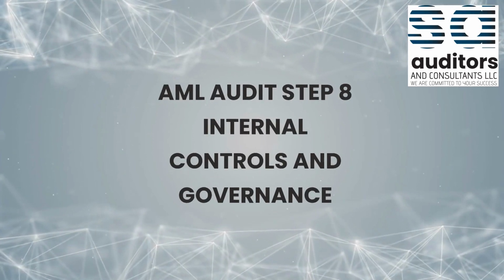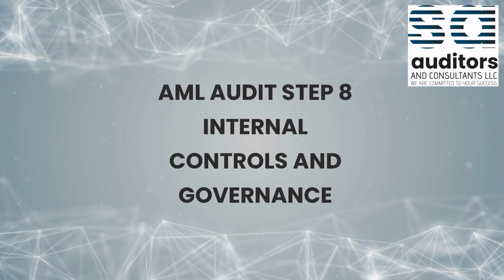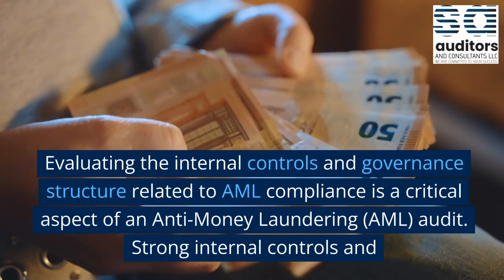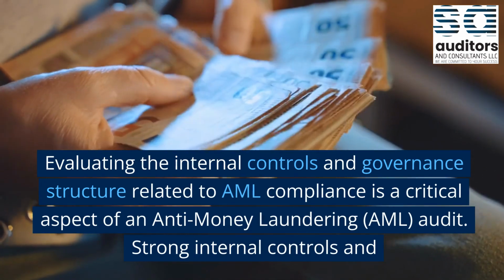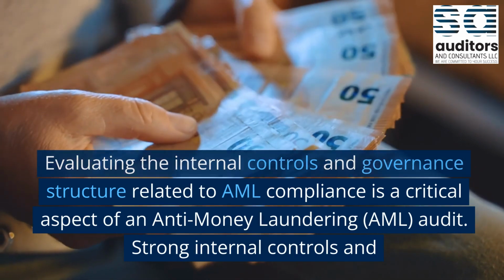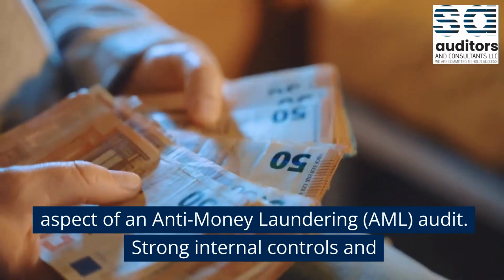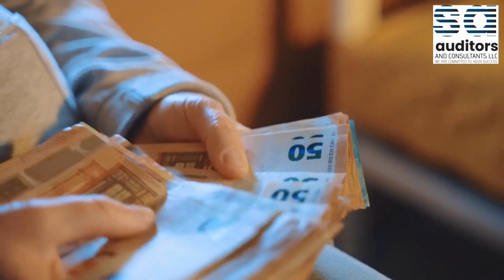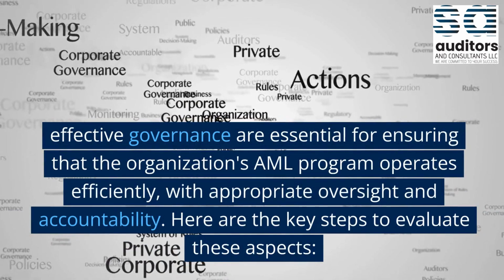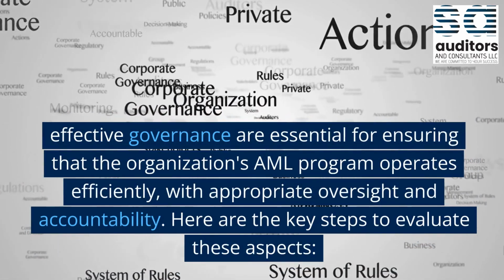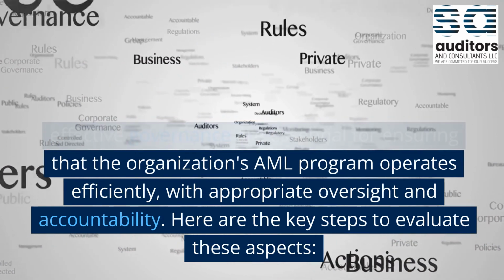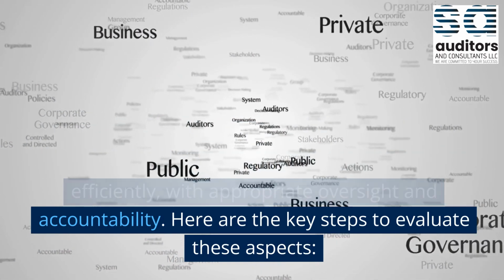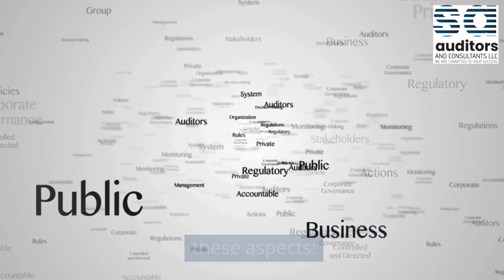AML Audit Step 8: Internal Controls and Governance. Evaluating the internal controls and governance structure related to AML compliance is a critical aspect of an anti-money laundering (AML) audit. Strong internal controls and effective governance are essential for ensuring that the organization's AML program operates efficiently, with appropriate oversight and accountability. Here are the key steps to evaluate these aspects.